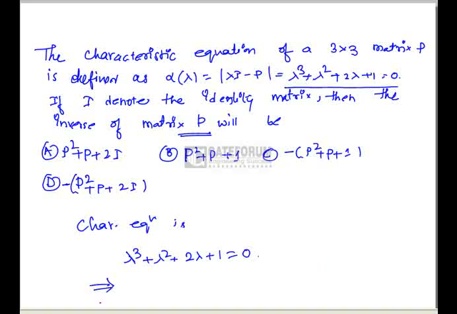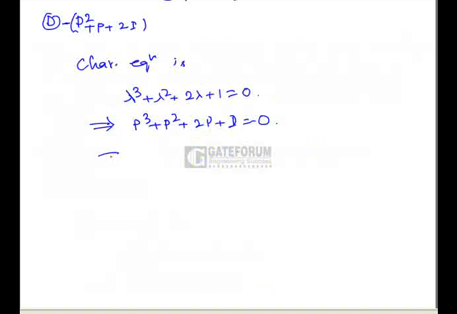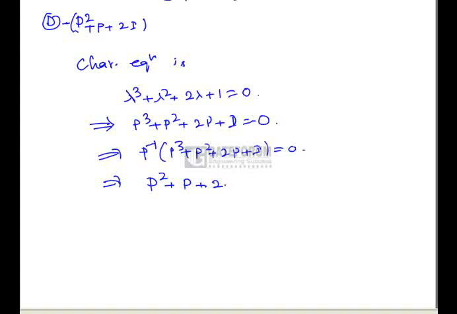So if we substitute lambda as P, then it will be P cube plus P square plus 2P plus I is equal to 0. But we need to find the value of P inverse. So in order to find P inverse, multiply P inverse on both sides. So it will be P inverse of (P cube plus P square plus 2P plus I) is equal to 0, which can be written as P square plus P plus 2I plus P inverse is equal to 0. That implies P inverse is equal to minus of (P square plus P plus 2I), which is nothing but option D.